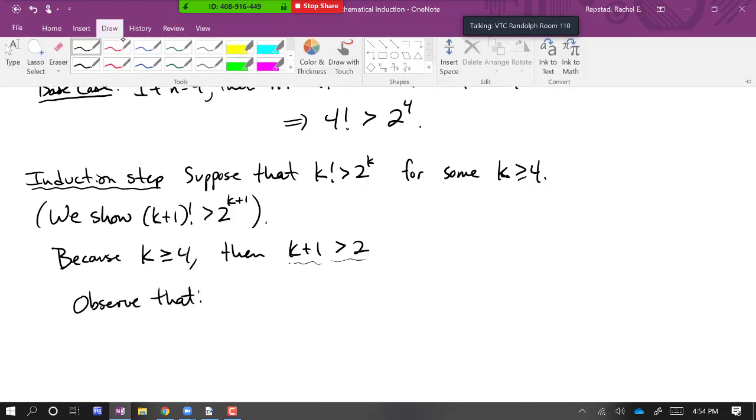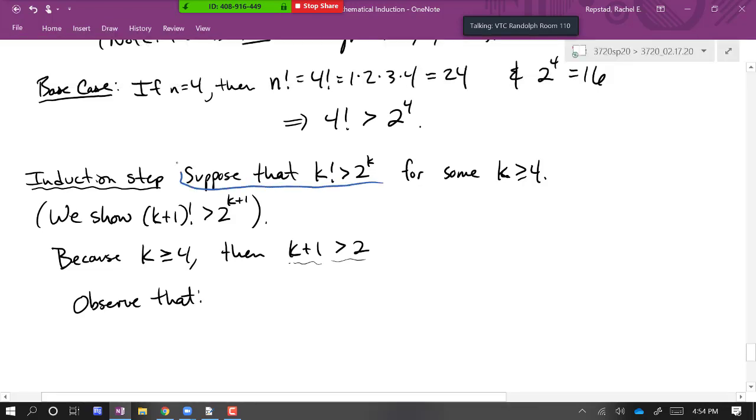So I'm using our induction hypothesis. This is what we get for free, right? We know that k factorial is greater than 2 to the k. Now notice, this is not an equation, it's an inequality. I'm not trying to preserve equality on both sides. I just want to preserve the sense of the inequality. I'm going to perform an operation on each side. It's not going to be the same operation, okay? So that's going to feel weird, but it's going to be an operation.